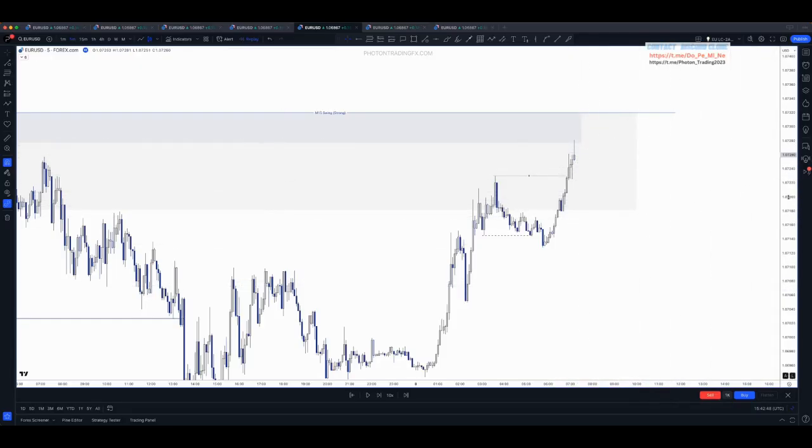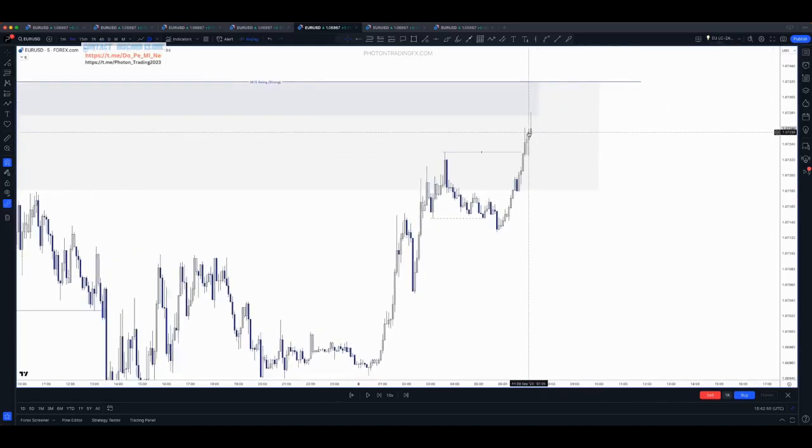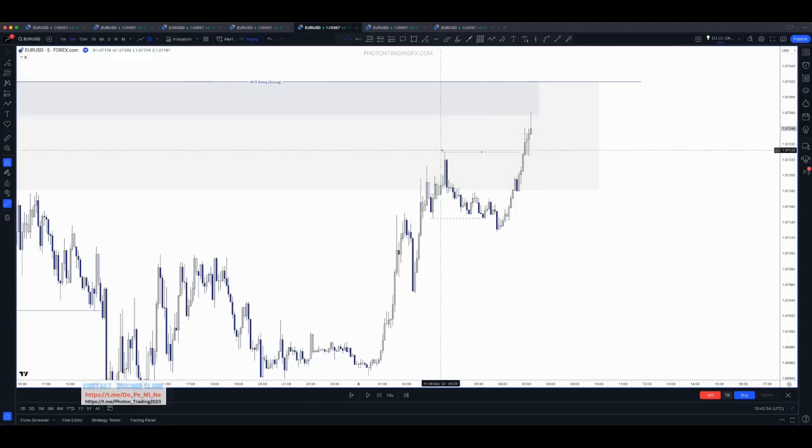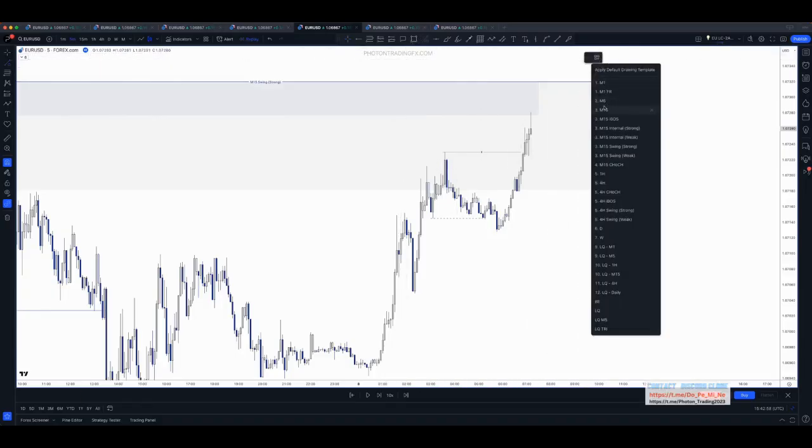There's our POI mitigation. So if you wanted to trade this idea, we have the POI mitigation. Second question, do we have a strong liquidation? Yes, we've just seen that on the M15. It's obviously also valid and relevant on the M5.